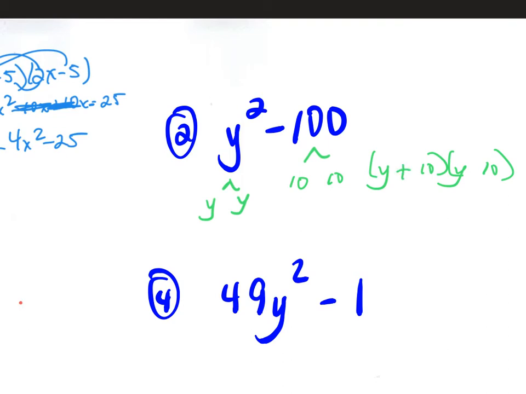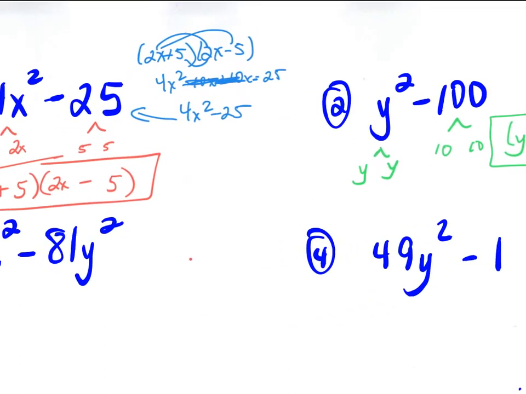Plus and minus. They're going to be different. It could be minus and plus. It doesn't matter, just as long as they are different. When you have the difference of perfect squares, it's two terms. Both those terms are perfect squares, and there's a minus sign in the middle.